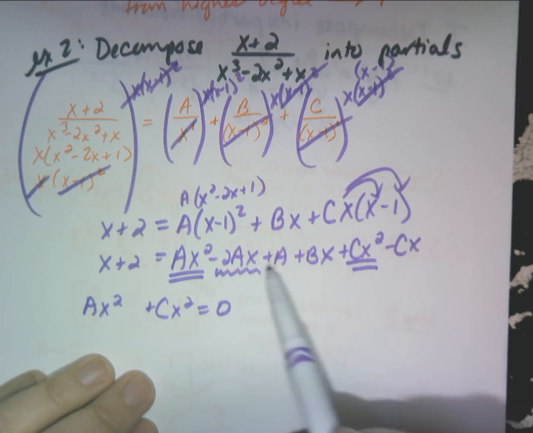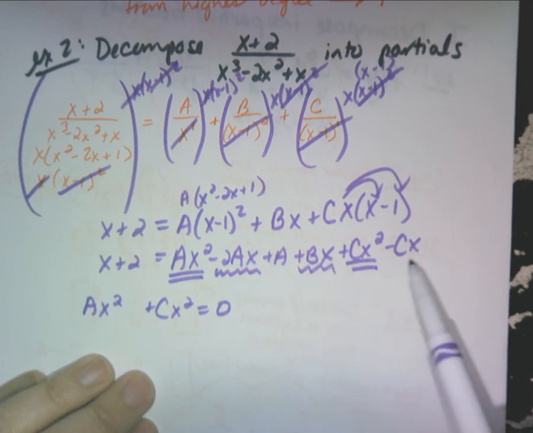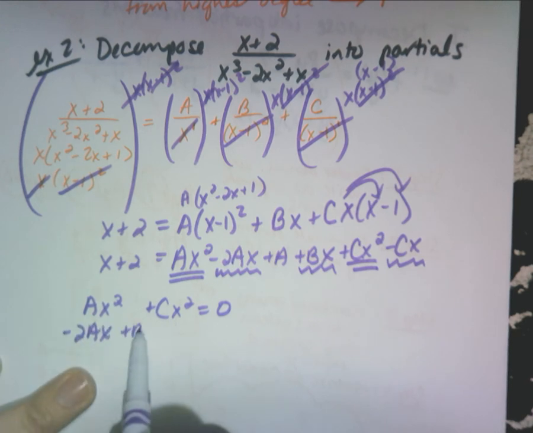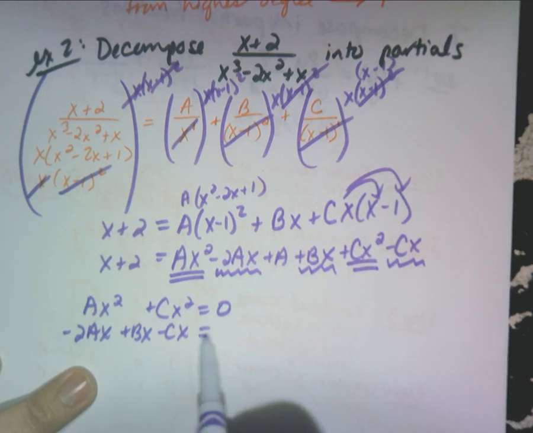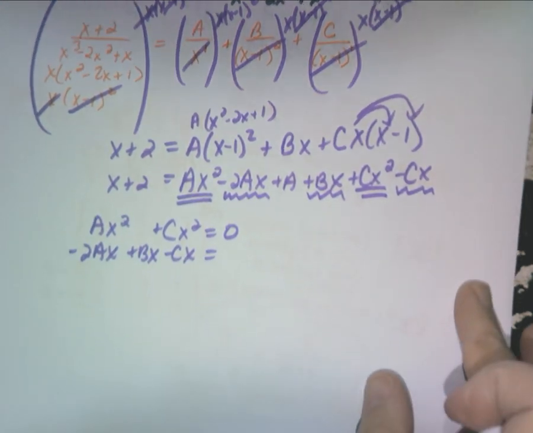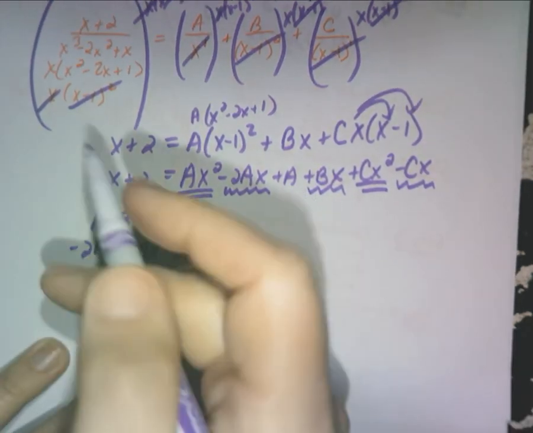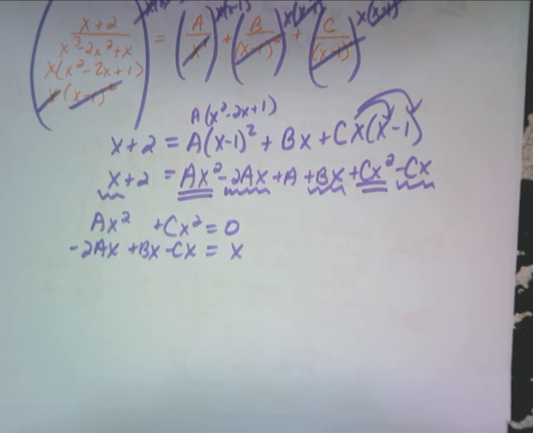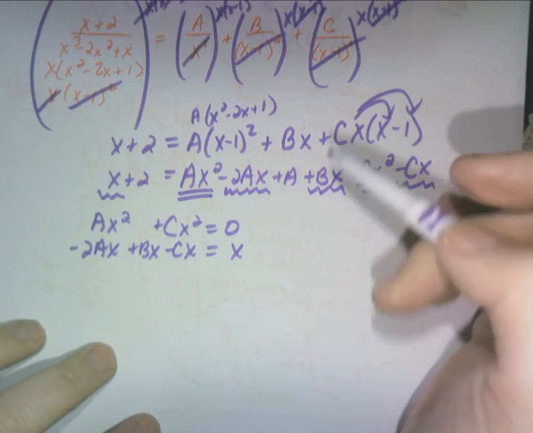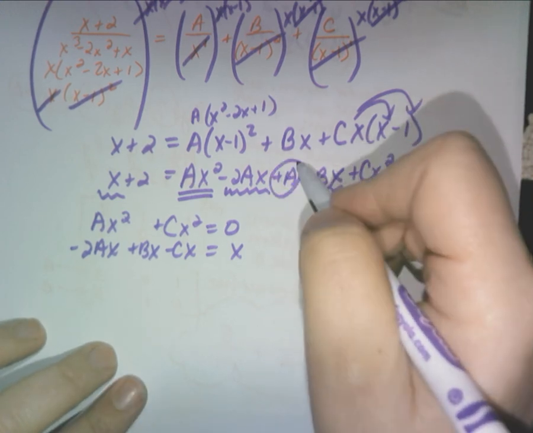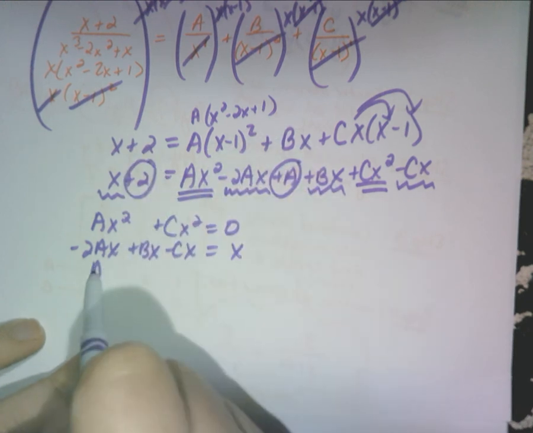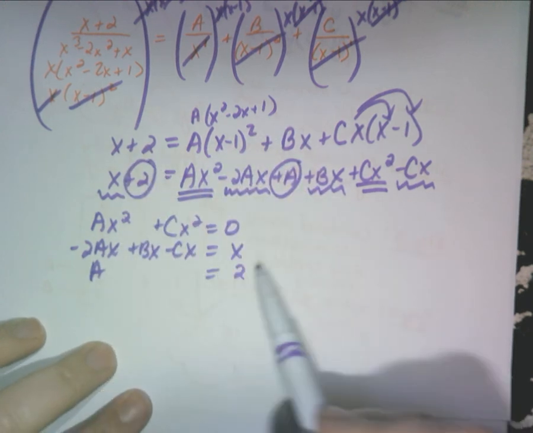All right, now let's go to my x's. I have a negative 2ax, I have a bx, and I have a cx. Negative 2ax, a bx, and a minus cx. And what should they equal? What do they equal on this side? 1x. All the x's equal all the x's on this side. All right, and then I have just an a over here. What should it equal over here? 2. That's actually cool. We actually know that a is 2, by the way.